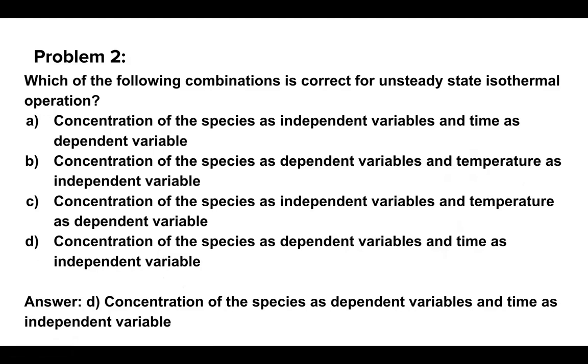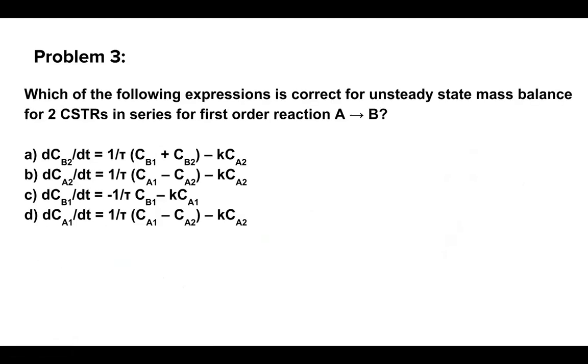Okay, now moving on to the next question. Which of the following expressions is correct for unsteady state mass balance equation of two CSTRs in series for a first order reaction, A giving B? Okay, please try to solve it and then we'll discuss the answer. You can take a pen and paper and try to solve this. We have already given some equations earlier, so please try to recollect that and then we'll try to solve it.